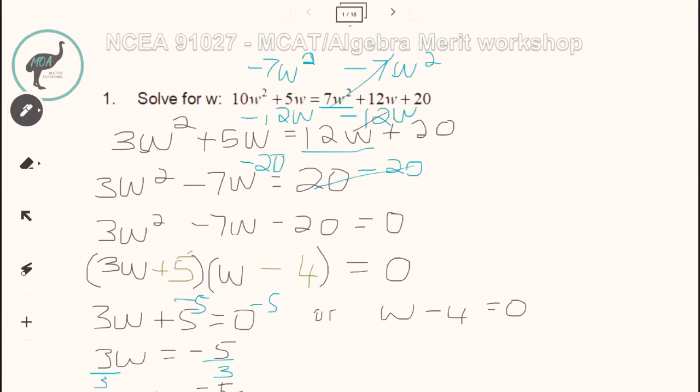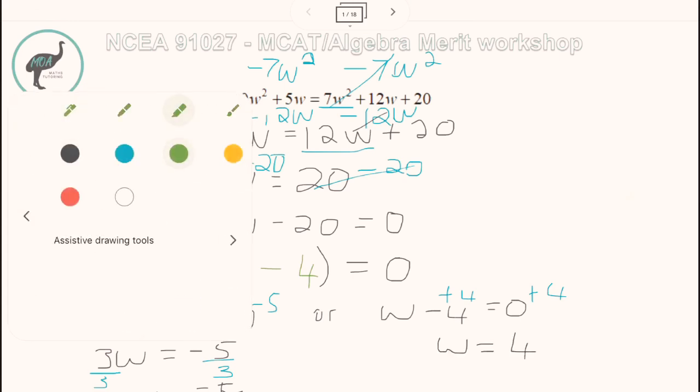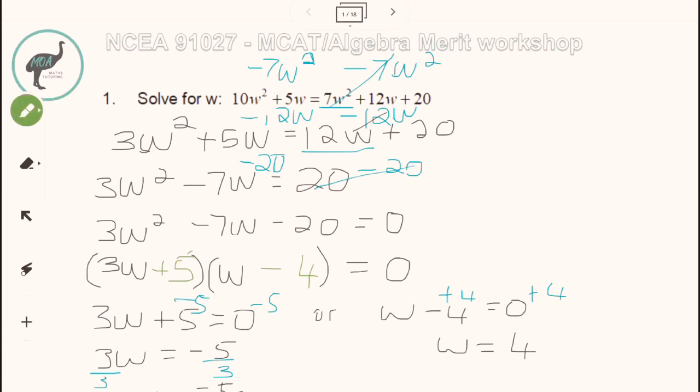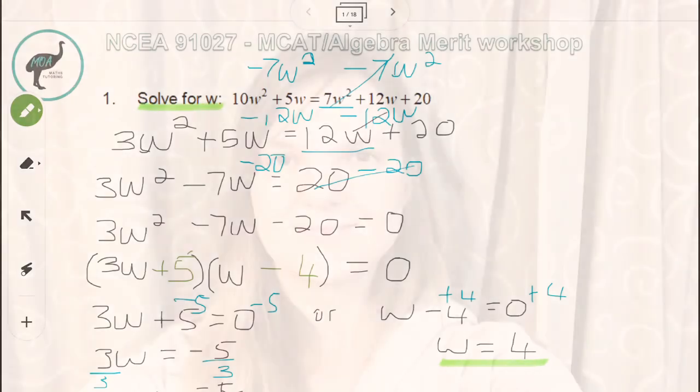For w minus 4, that's a simple one. If you just think of it as you're adding 4 on both sides to get rid of the 4, then we've got w equals 4 is the answer for that one. So our answers are w is equal to negative 5 over 3, or w is equal to 4. And those are our two answers for solving for w.